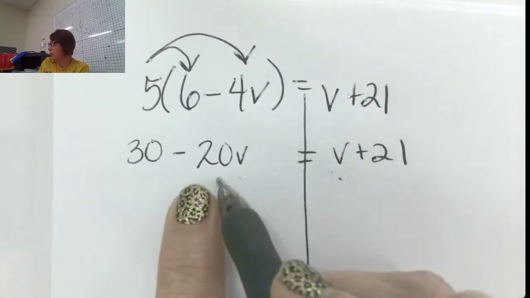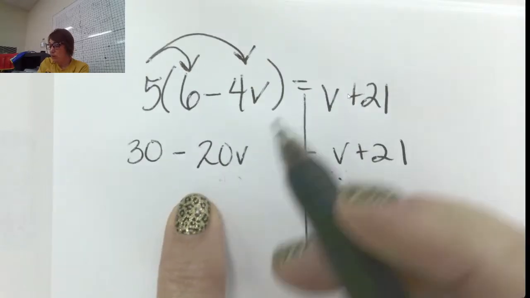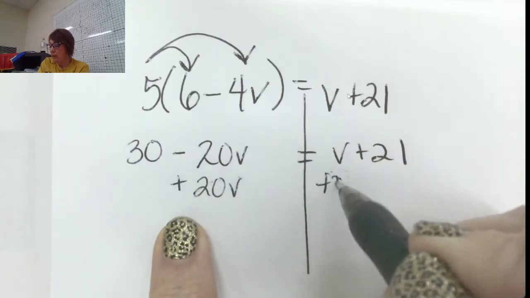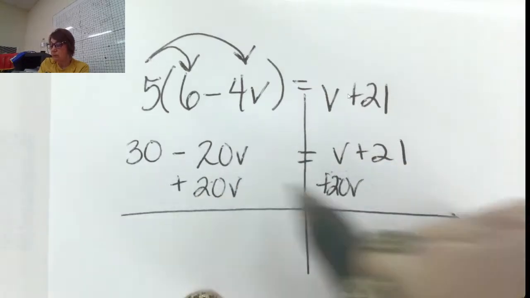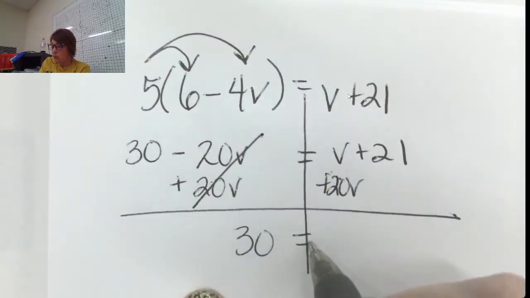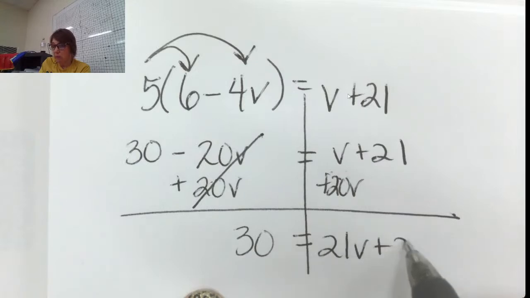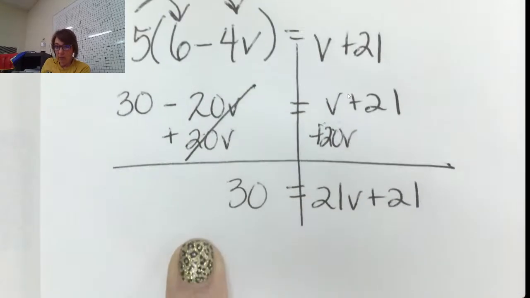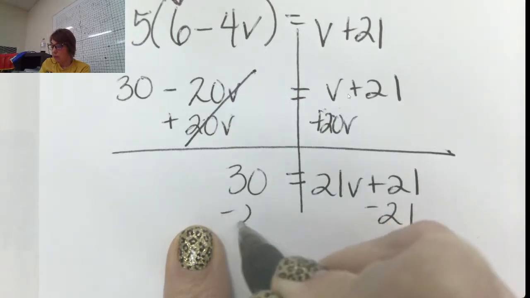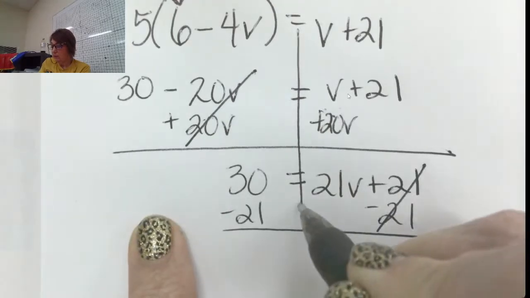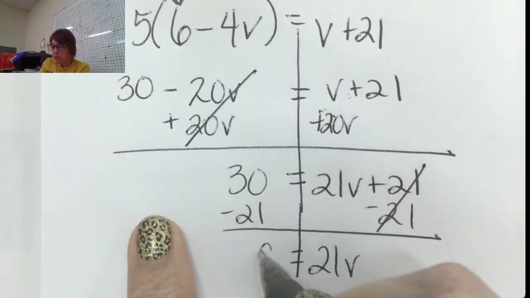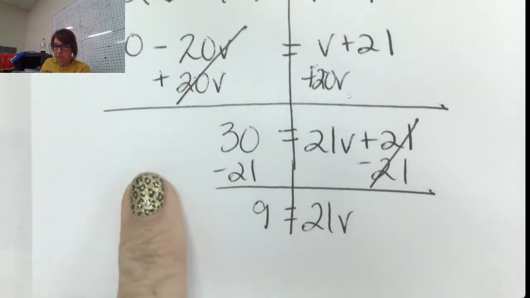I would pick that one too. Now, why would you pick that one? What's your reason? Because you have to deal with that negative, right? So we wind up with 30 equals 21V plus 21. Then what? Subtract that 21, right? Look how much y'all remember. Y'all smarticles. Now what?